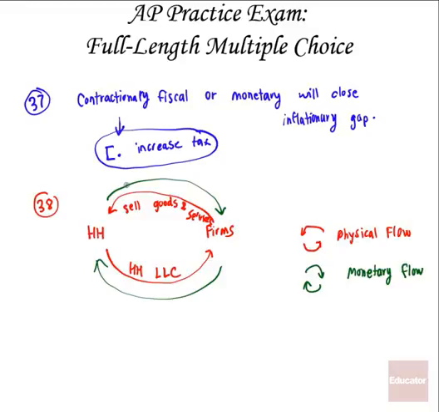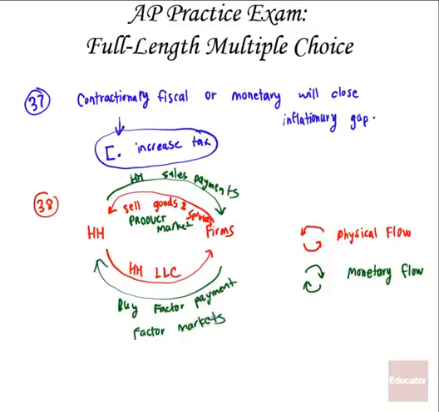Okay, so households are going to make sales payments here. And this all takes place in the product market. Okay, now here the firms are going to buy, making factor payments, or income payments, and this all takes place in the factor market. So if you look at 38, is it households buy services from firms? No. Households sell factor services. So the answer is 2.